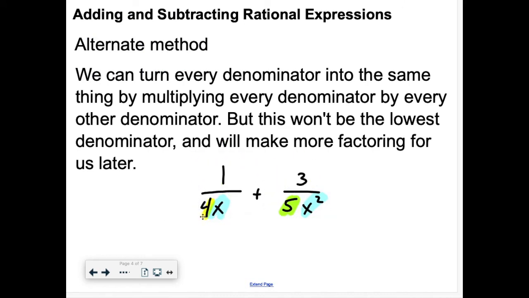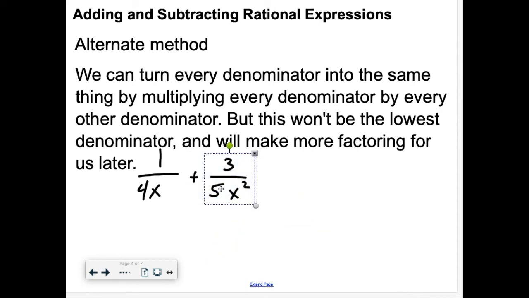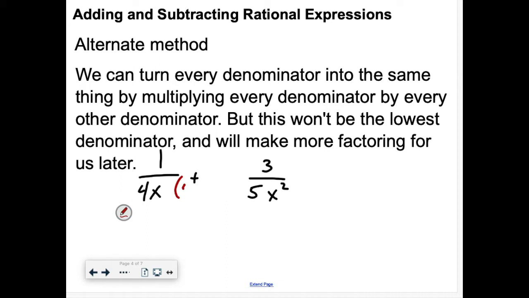So, suppose I had this, and instead of trying to find my LCD, I decided I was just going to go ahead and multiply the first expression by the second one. Well, I multiply this one by 5x squared over 5x squared. Suppose I didn't need the parentheses there. And I'm going to multiply this one by 4x over 4x. So I multiplied the second fraction by the first denominator and the first fraction by the second denominator. Okay, you can do that. It's going to make a larger denominator for us, but it is definitely an option. Let's take a look at some examples.